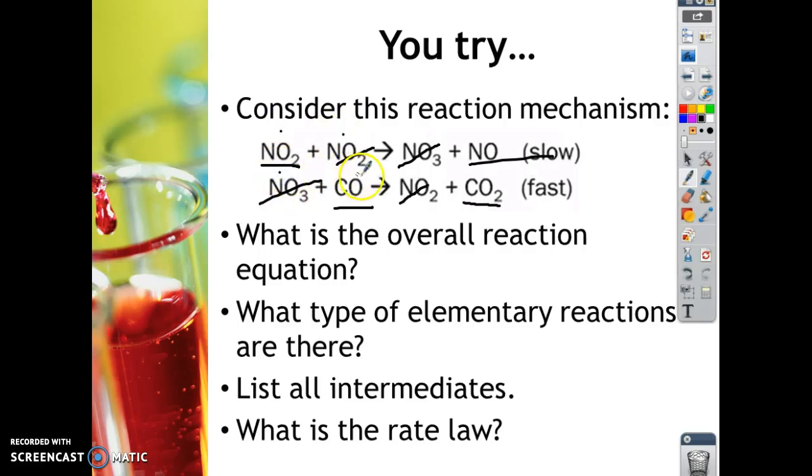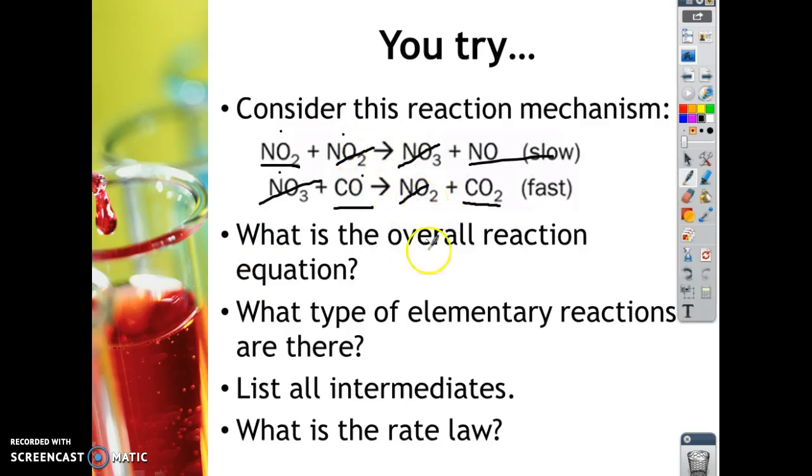1, 2. They went in bimolecular. So 2 bimolecular equations. And what are our intermediates? Well, we just canceled them. NO3 is definitely an intermediate that occurred in between my 2 reactions here. This doesn't count as an intermediate because it wasn't in the middle. It was at the beginning and the end.